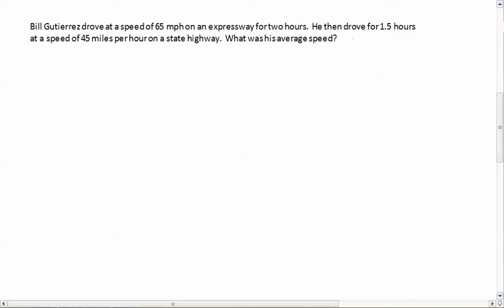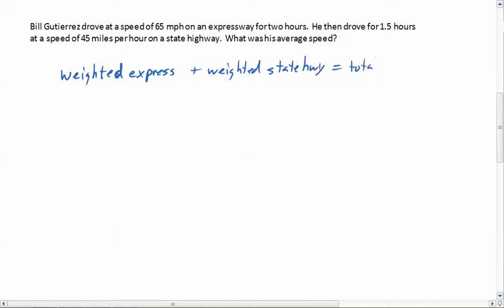Bill Gutierrez drove at a speed of 65 miles an hour on an expressway for 2 hours. He then drove for 1.5 hours at a speed of 45 miles per hour on a state highway. What was his average speed? Okay, so again, we need to take the weighted expressway. That would be a D, not an S. So the weighted expressway plus the weighted state highway, and that will give us the total average, or the total weighted average.